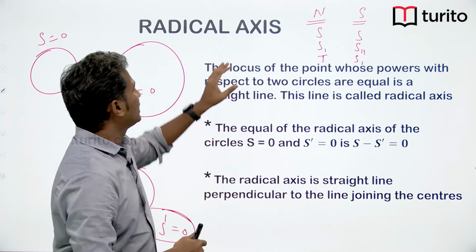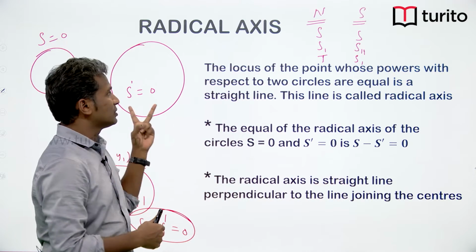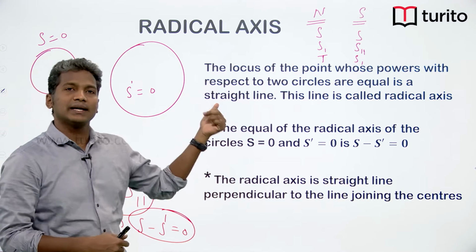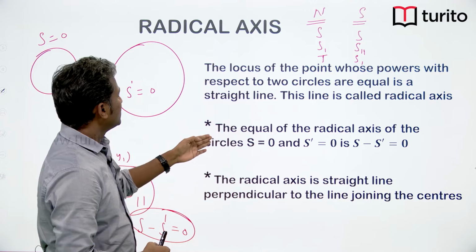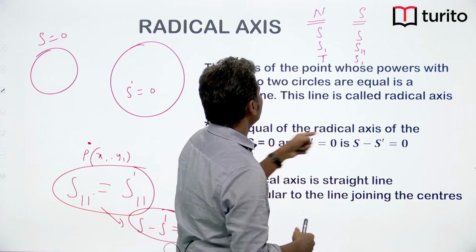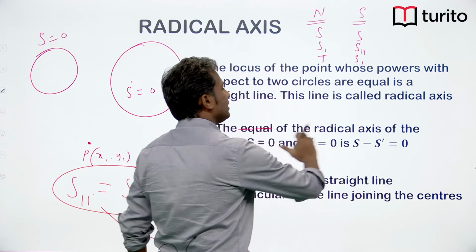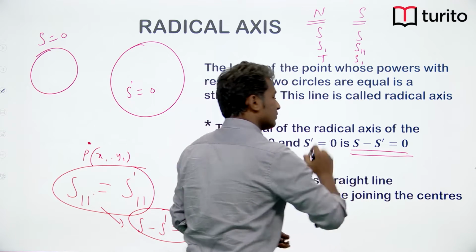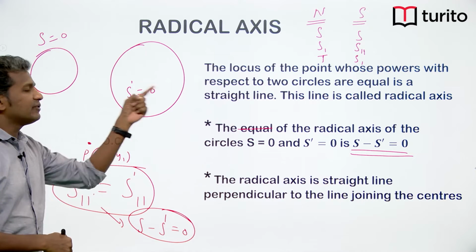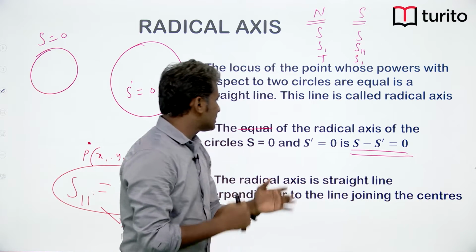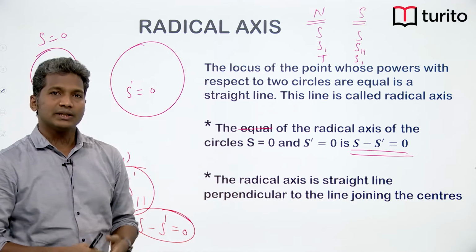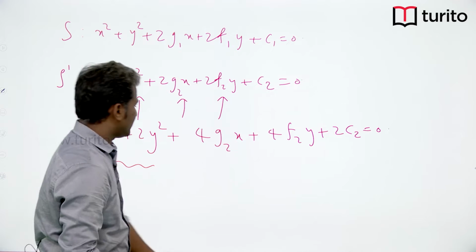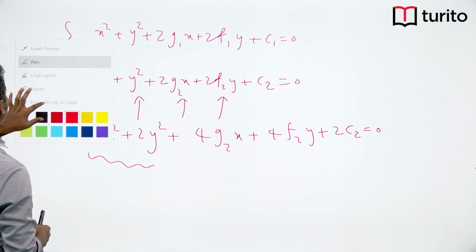Now, the definition of radical axis says the power of a point with respect to two circles must be the same. Based on that idea, we have generated an equation for the radical axis. Okay, now coming to the equation of the radical axis, there is a slight mistake here. The equation of the radical axis of the circles must be this, S minus S' equal to 0, which we have proved from the definition itself. Next, the radical axis is a straight line perpendicular to the line joining the centers. This we will observe on geometry. That we will see in the next slide. So, let me erase all of this.